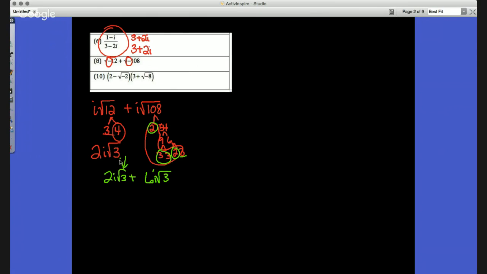Since we both have an i and we both have the same root, we can add these together to get 8i square root of 3. And that would be my answer there. And that would be it. Now, again, moving forward, we're just going to keep progressing.